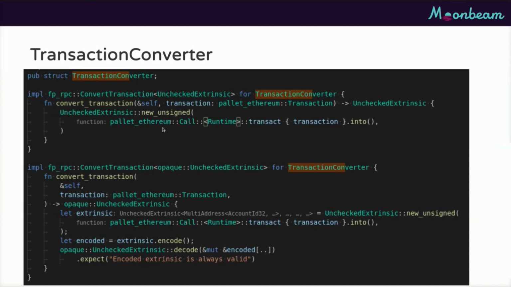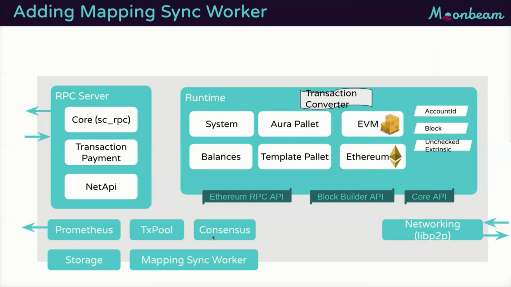And it's really simple. So you can see here we get in this transaction and we give back out the exact same transaction, but it's wrapped in a call enum. And that's it. And there's a little bit of scale encoding when you do it for the opaque one, but that's all there is to it.